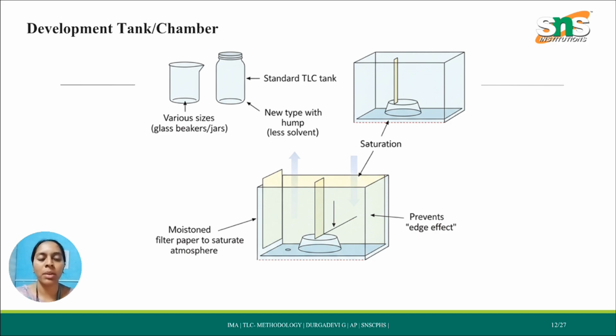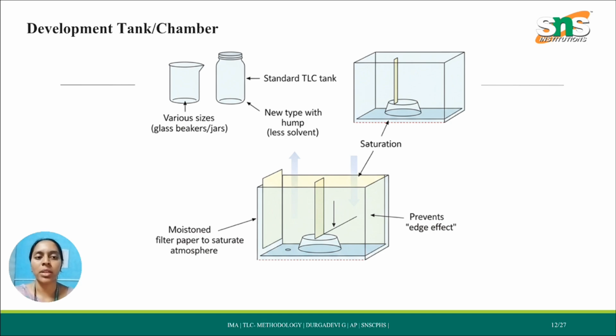And the development will be done with the help of development chambers. There are several methods available. First one is normal development, where only a beaker is used. Various sizes of glass beakers or jars are used for developing our TLC plates, but the disadvantage of this method is we have to use a large amount of solvent system, that is mobile phase, for preparing even one plate.